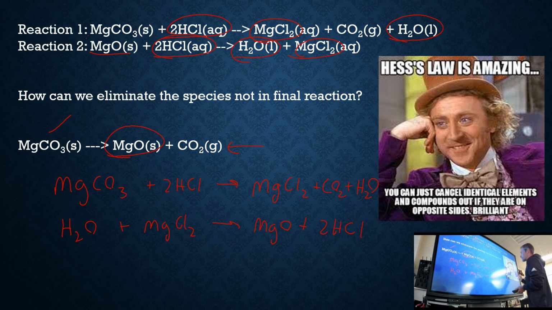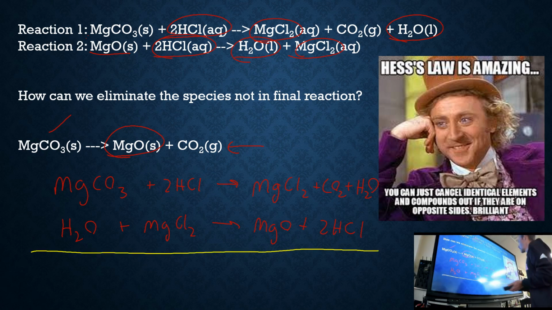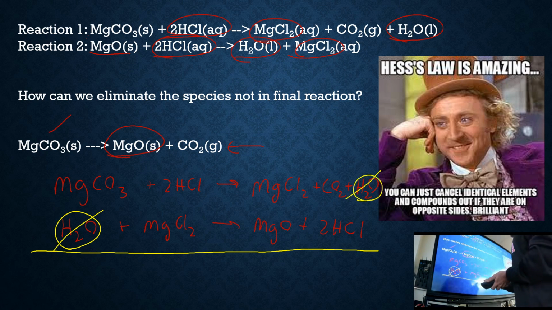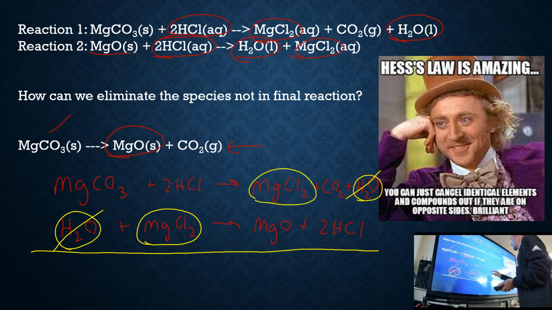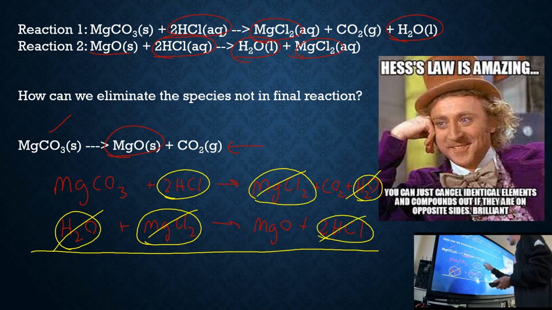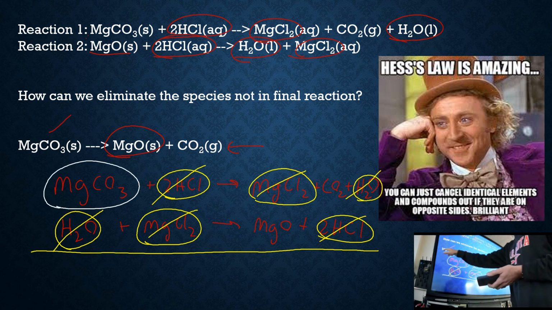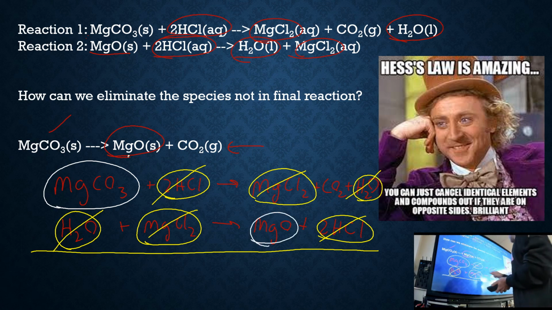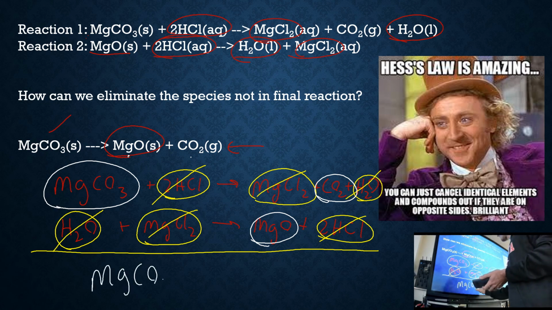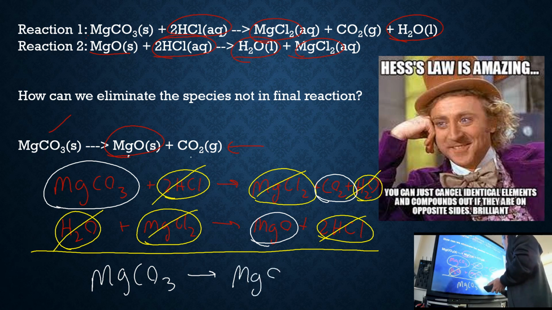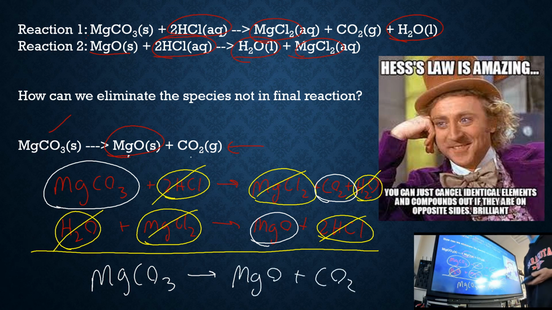Let's do our basically our cancelization. Notice we have water as a reactant and water as a product. They get canceled out. We have magnesium chloride as a reactant, magnesium chloride as a product. They get canceled out. 2HCl as a reactant, 2HCl as a product. They get canceled out. So you're left with MgCO3, which is right here, MgO, which is right there, and CO2, which is right as a product. So our final reaction is exactly what we want, using the two reactions to get one reaction by eliminating the species.